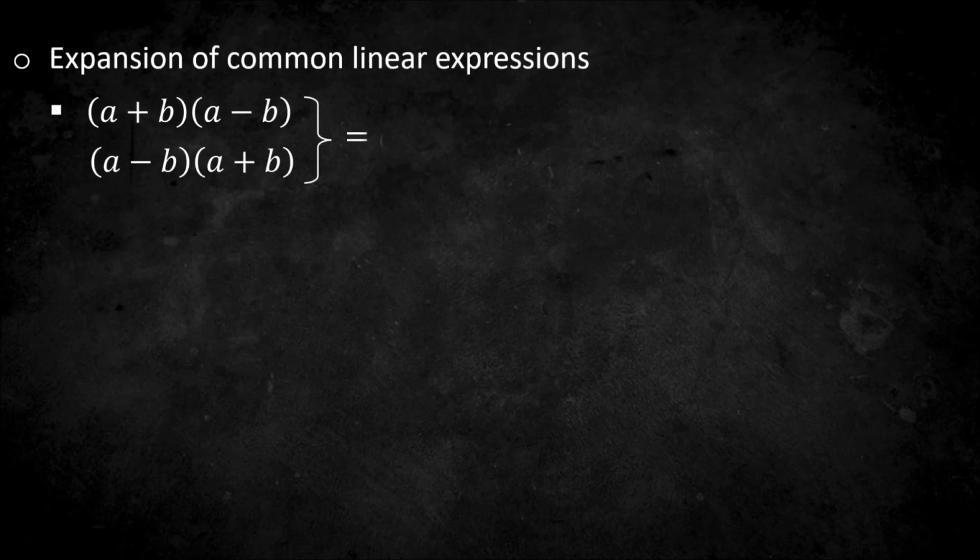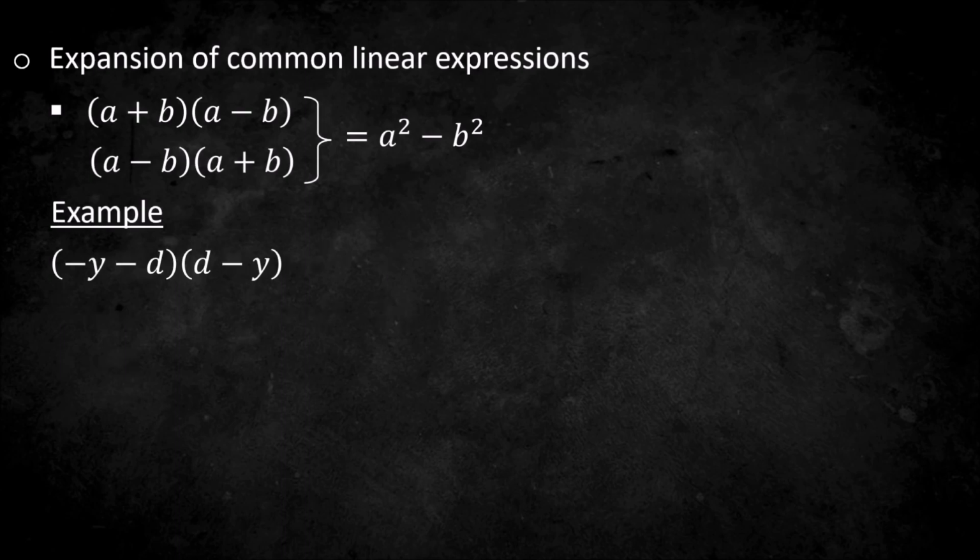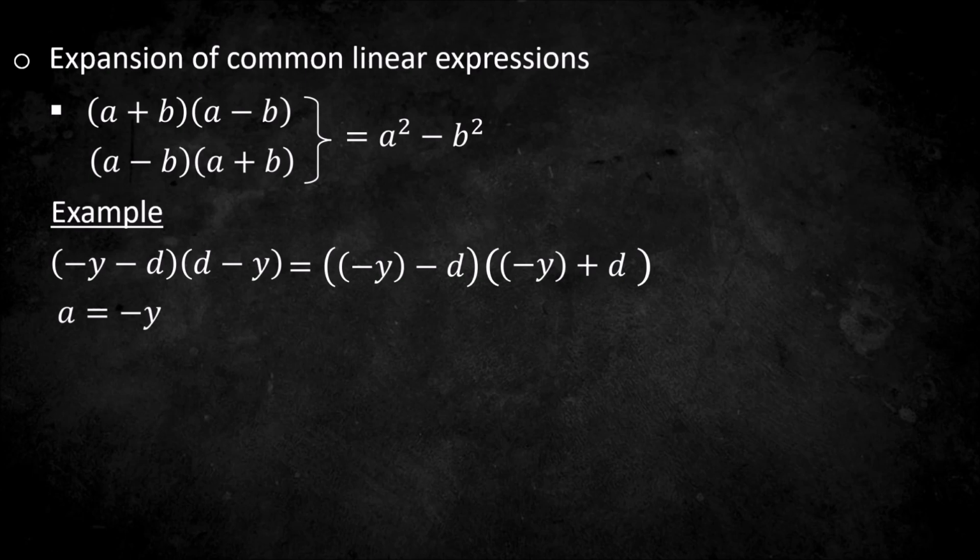The next example is in the form of a plus b, multiplied by a minus b. By substituting a equals x and b equals 5, the result is x squared minus 25. For the last example, the terms in the second linear expression have to be rearranged to d plus negative y. By substituting a equals negative y, and b equals d, the result is y squared minus d squared.